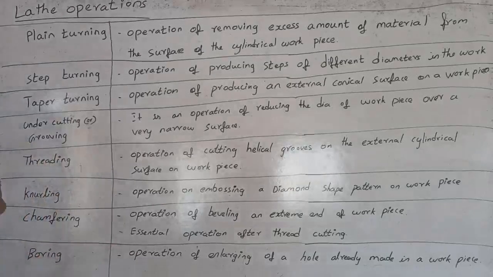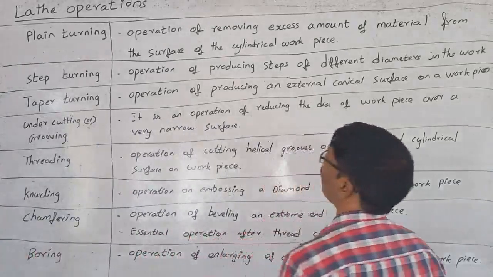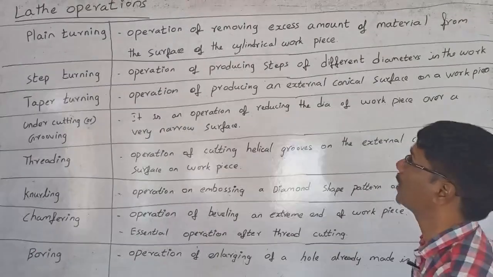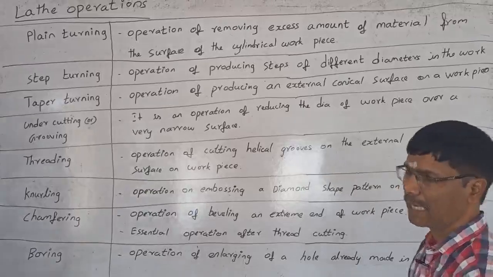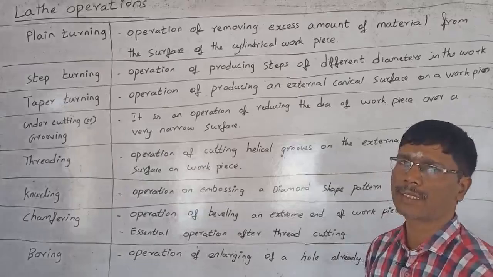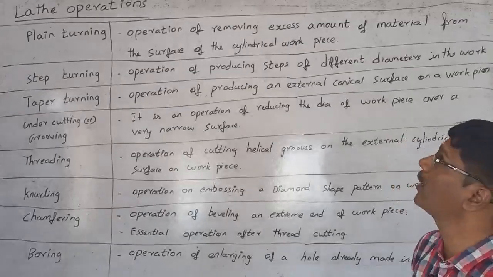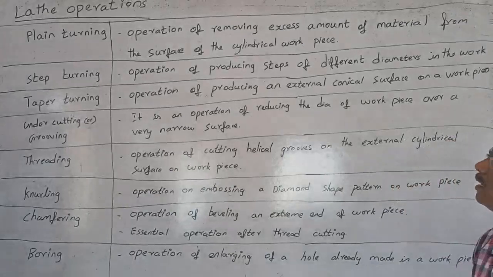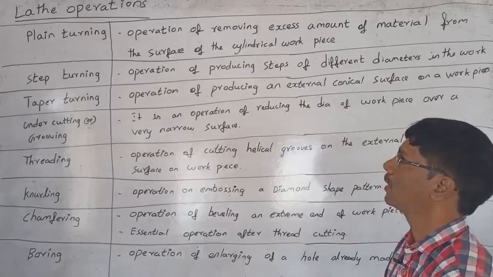What do you mean by plane turning? We are going to discuss the different lathe operations. Plane turning is the operation by which we can get the cylindrical workpiece. The process of reducing the diameter is termed turning or plane turning. It is the operation of removing the excess amount of material from the surface to obtain the cylindrical workpiece. That is plane turning.